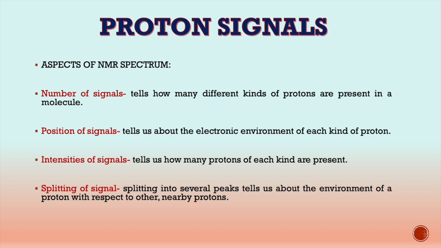Number 4 is the splitting of signals. If a signal is splitting further into 2, 3, 4 or many peaks, then what does that mean? It simply means that the environment of a proton with respect to another is being affected. That particular proton has been affected by the presence of other protons on the nearest carbon atoms. As the number of protons on the nearby carbon atoms increases, the splitting will increase. It follows the n+1 rule, where n is the number of protons present on the nearby carbon atom.